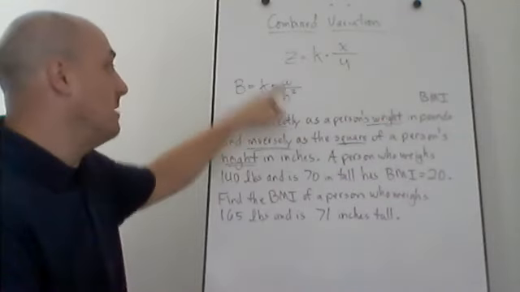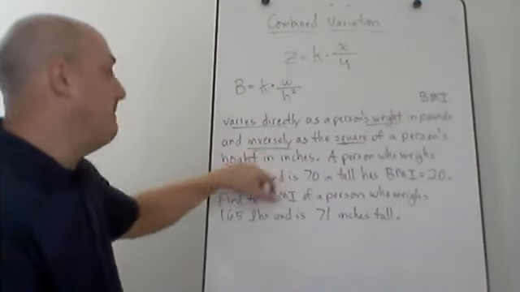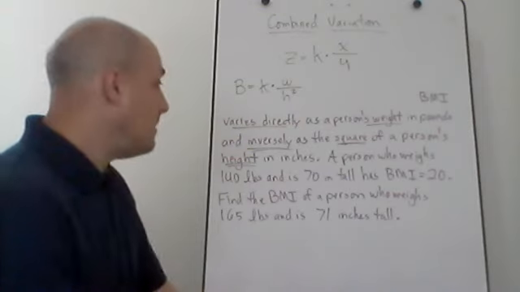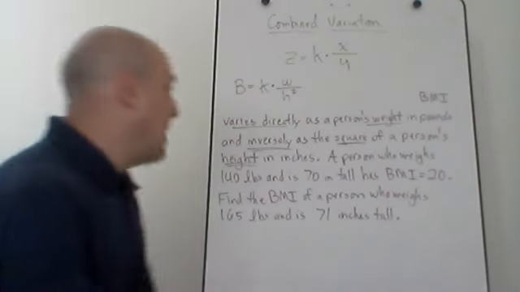Varying directly means the K multiplies the W. Varying inversely means that variable gets divided. It goes down into the denominator of the fraction. All right? So we got our basic formula set up. We have all that stuff.